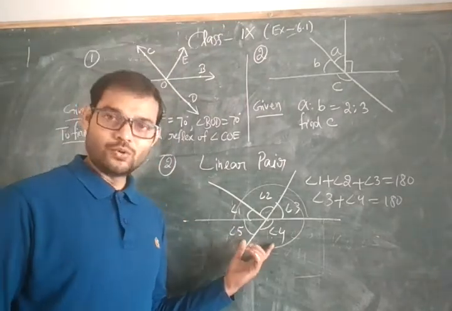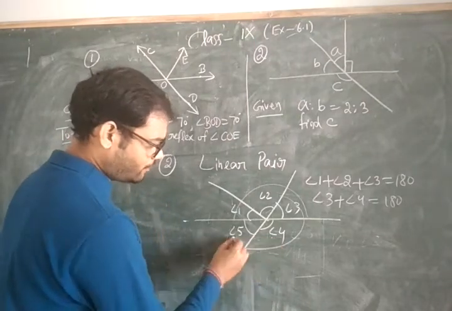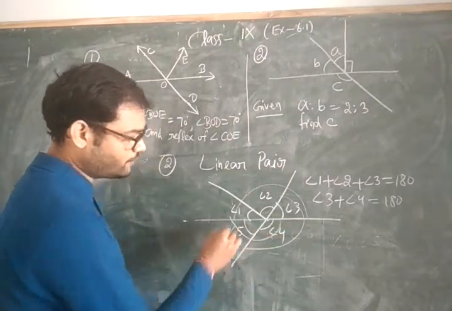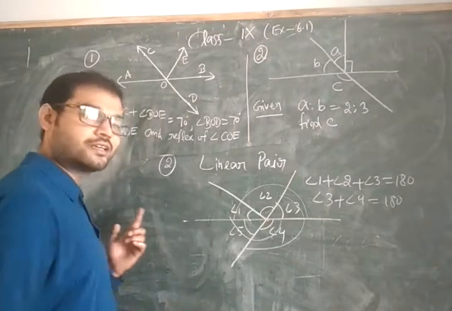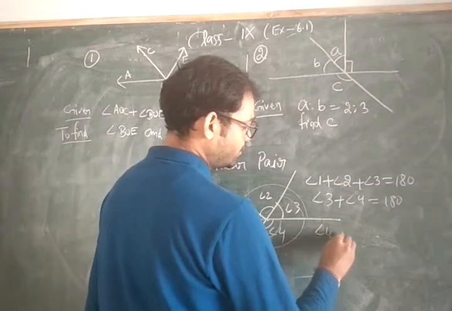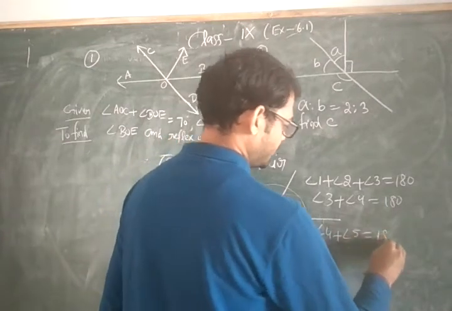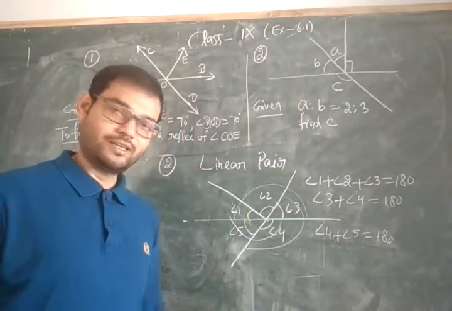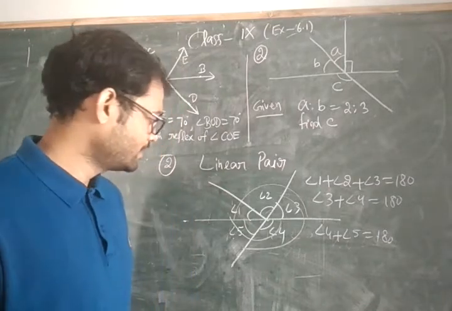Yes, we have one more linear pair: 4 and 5. If I add 4 and 5, then it becomes again a straight line. It means it is also a linear pair. Okay, is it complete or is anything else left?